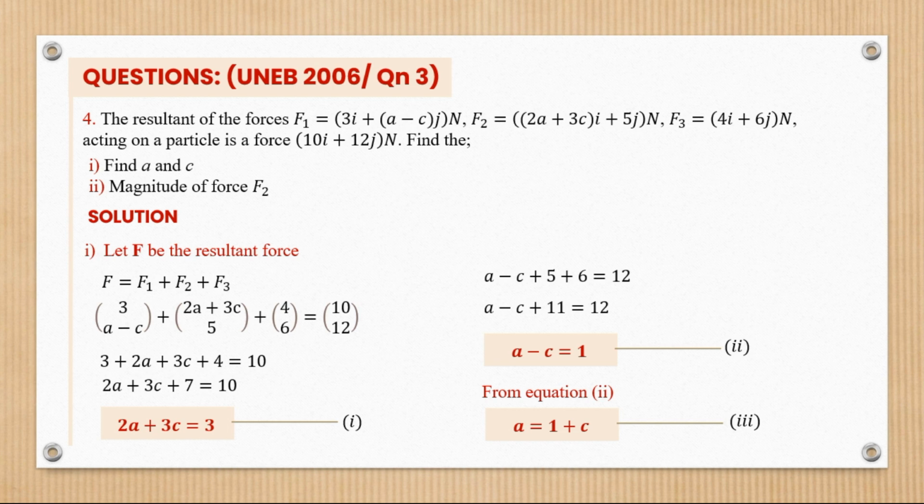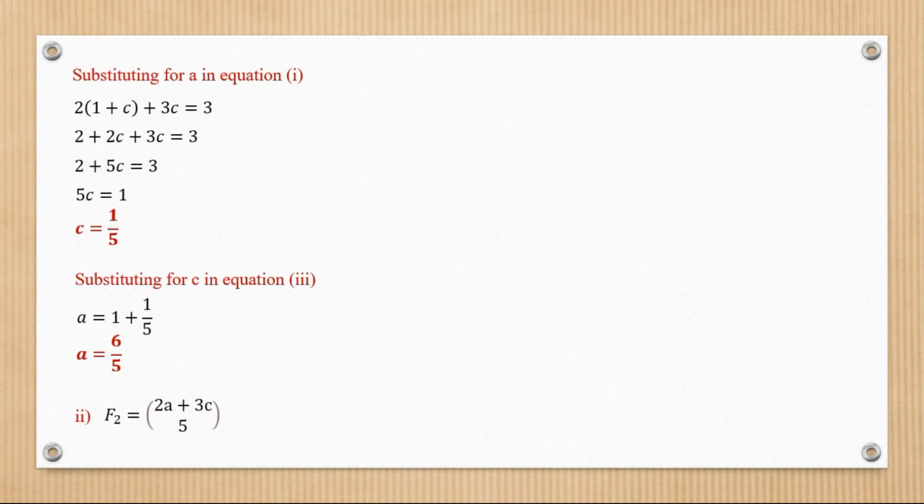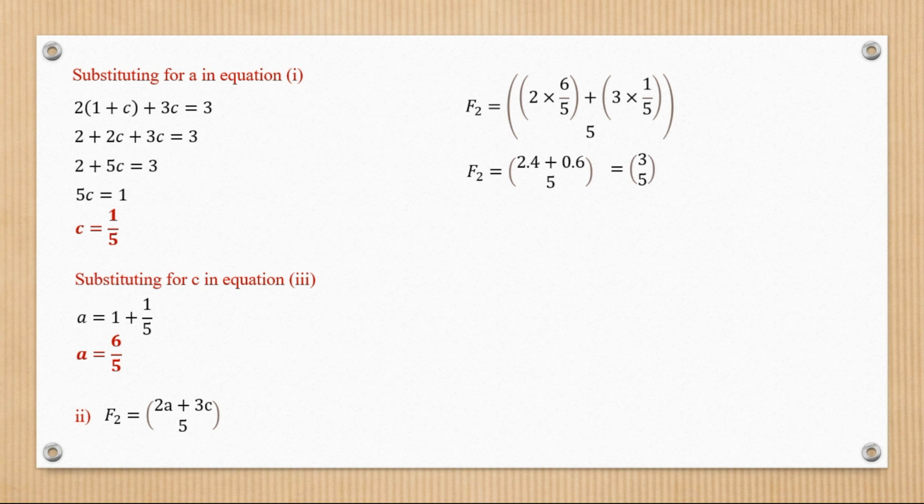In part 2, we're being told to find the magnitude of force F2. Remember that F2 was equal to 2a plus 3c and then 5 next. But now we know the values of a and c, so we're going to substitute those in. 2 times 6 over 5 plus 3 times 1 over 5. So I'll have 2.4 plus 0.6, which is 3. So I'll have the column 3 and 5.